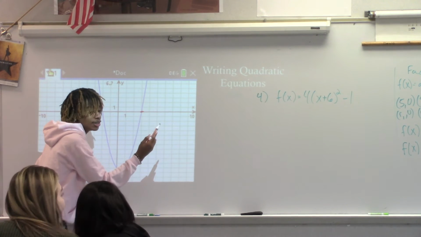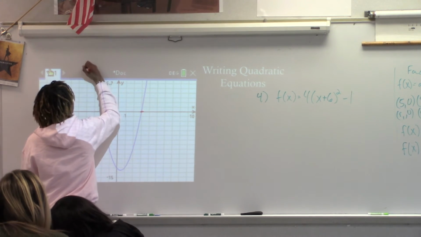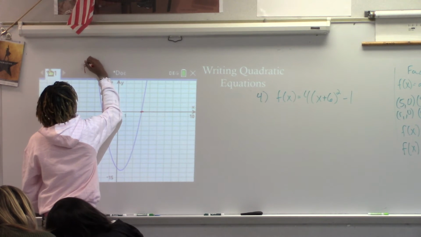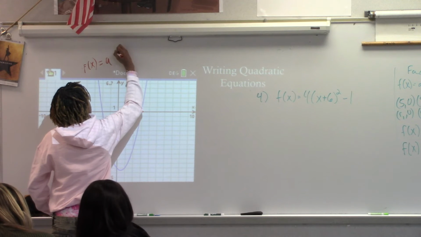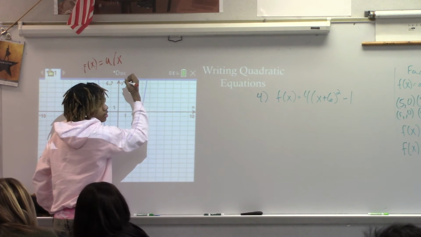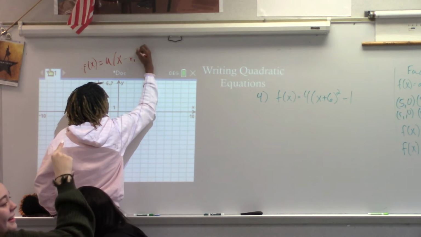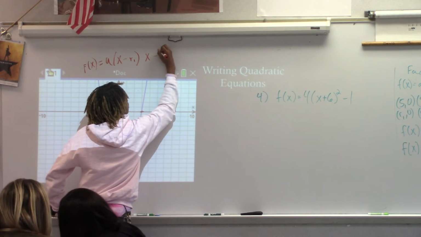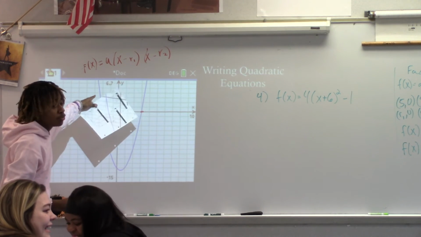Right here is our first result, so we want to use factored form. Factored form is f of x. What I will say is, if you show your work here first, it'll be easier for you. You can also write on this. Okay, so on a graph like this, can I just go by counting? So boom, this is factored form.